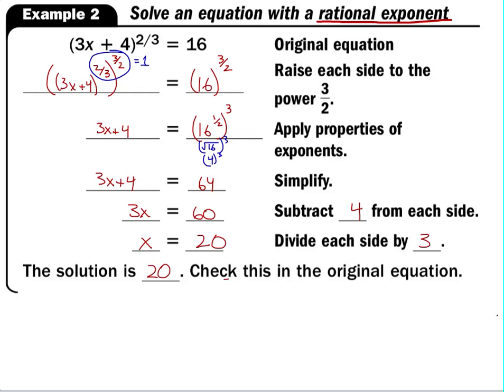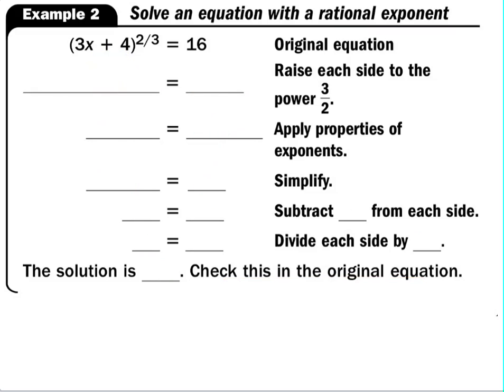It also says check this in the original equation. That's wonderful. Go ahead and check it. Again, this might be the best time ever to use your calculator, to take 20, substitute it into the original equation, make sure you end up with 16. That's all well and good, but you know what? I'm going to do it again anyway. And I'm going to do it again because I want to show a different view on how it looks.